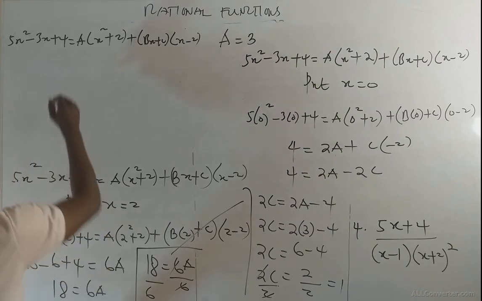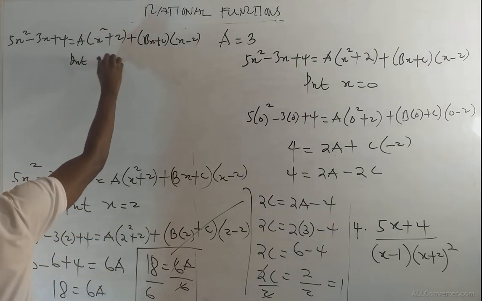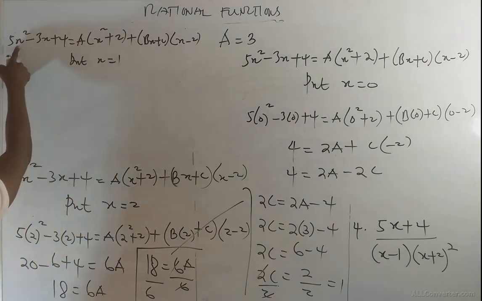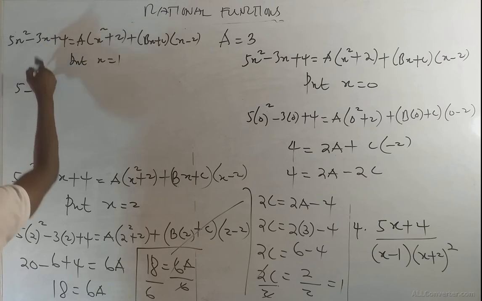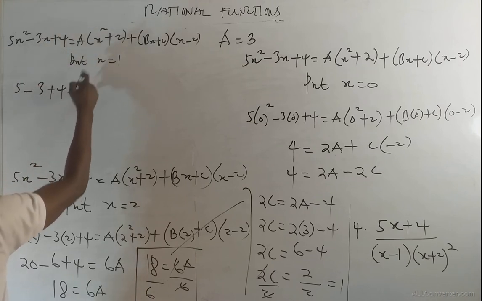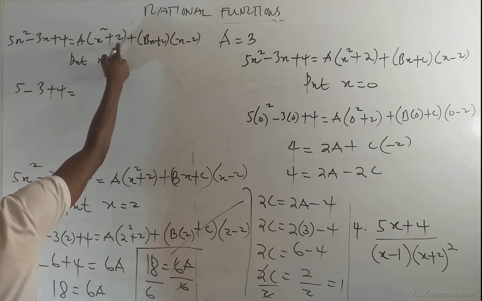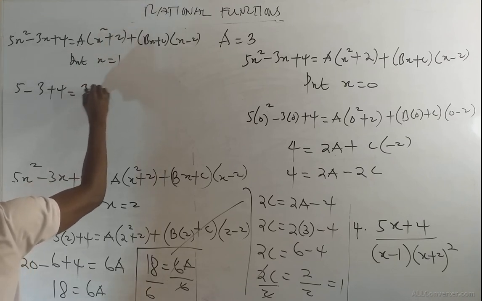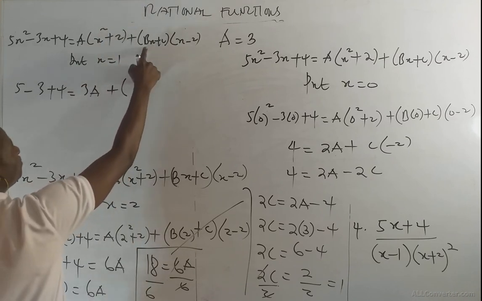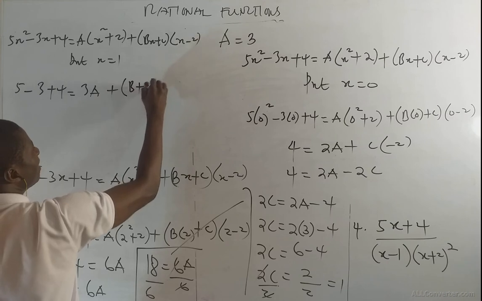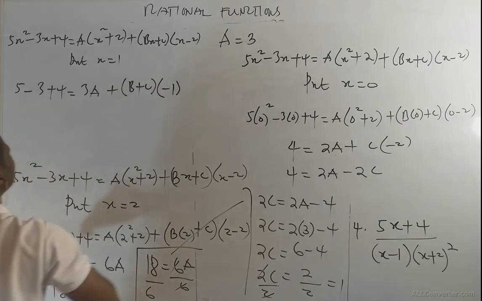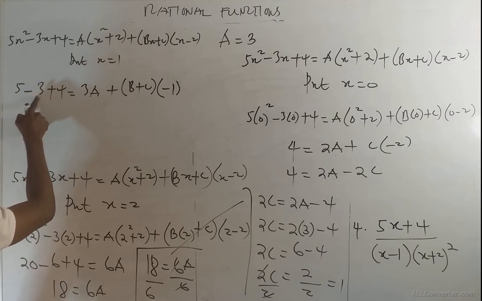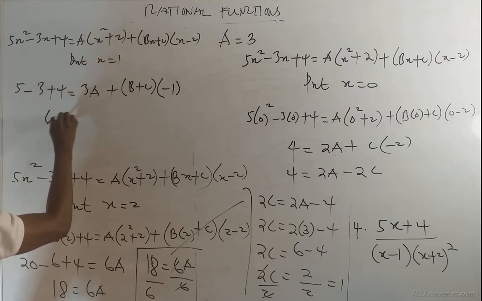So now we can say that put x is equal to 1. It can be 1. So then we have 1 square is 1. 1 times 5 is 5. Then minus 3 times 1 is 3. Then plus 4. 1 square is 1. 1 plus 2 is 3. 3 times A is 3A. Then we have B times 1 is B. Then we have plus C. Then 1 times 1 minus 2 is minus 1. Okay. So 5 minus 3 is 2. 2 plus 4. This is 6 on the left.